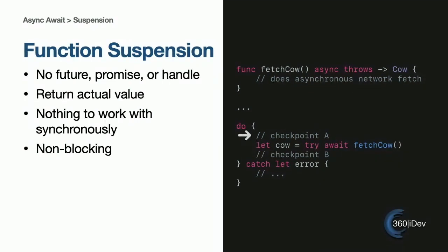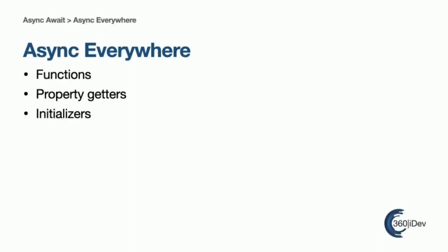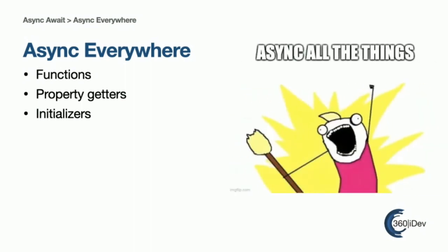And if we look through the execution of this code here, we'll start at checkpoint A, move down to our fetch cow call. That could suspend, it could take a long time. And only once that's finished and it returns, we have cow, and we can move on to checkpoint B, in which we can use that cow. So in all the examples leading up to now, we've only used async on functions, but functions aren't the only thing that can be marked as async. In fact, property getters and initializers can also be async. So we can really just async all the things, right?